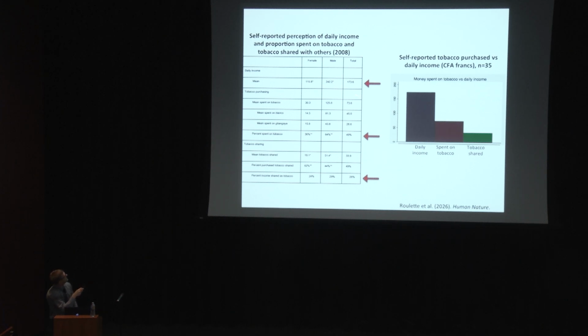And this shows the daily income here, and they're spending about half of that on tobacco. Half of the money that they earn, they say they spend on tobacco, and then of that tobacco that they're purchasing, they share it out with everyone else. So they're buying, with half their money, tobacco, and a quarter of their money is just spent on tobacco that they give away to other people.